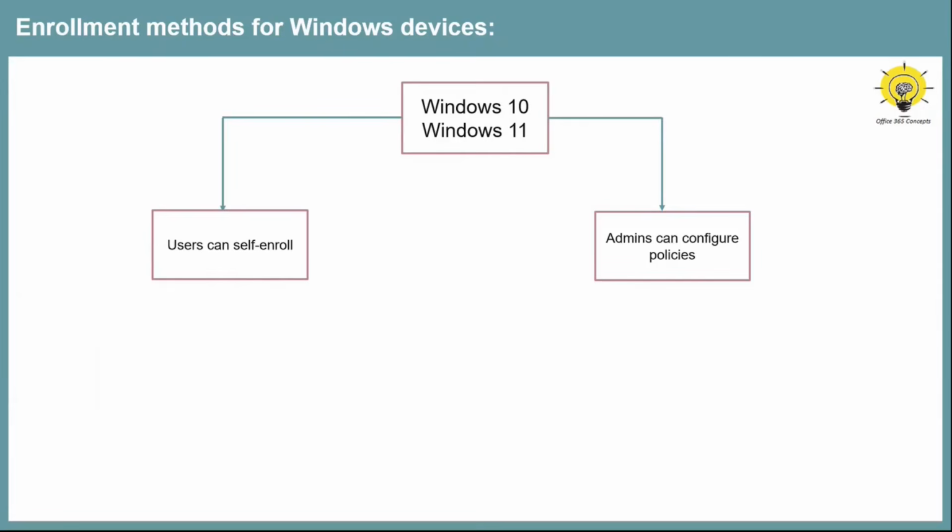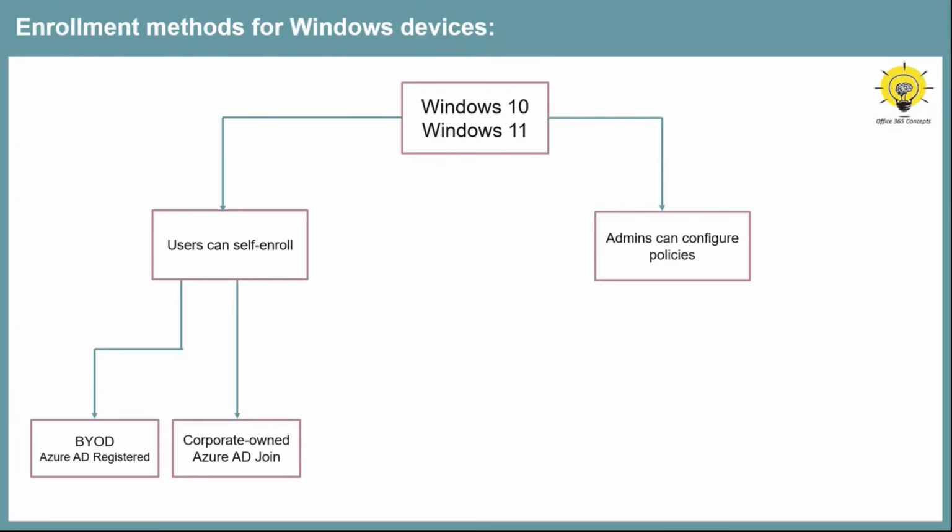If we further break down self-enrollment method, a user can self-enroll his personally owned device, that is also called Bring Your Own Device or BYOD. Users can register their personal devices with Azure AD to get access to the company resources. And these personal devices are enrolled to Microsoft Intune as BYOD or Bring Your Own Device. Users can self-enroll corporate-owned devices as well. Users will join these devices with Azure AD, and these devices will be enrolled with Microsoft Intune as corporate-owned devices.